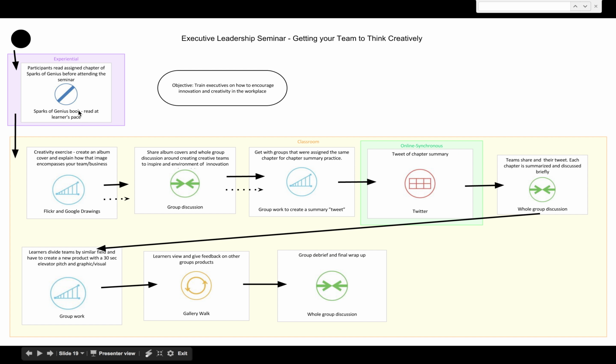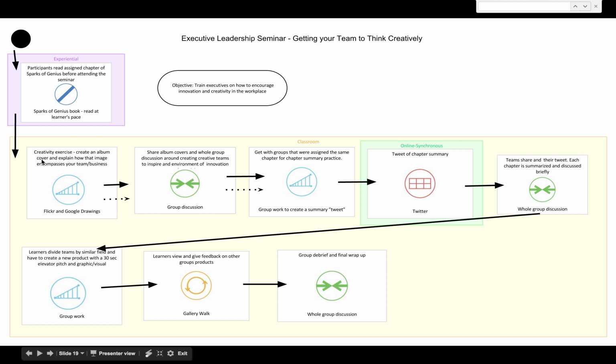And so the method would basically be the Sparks of Genius book, and they read at the learner's pace. And then the action is directed into the classroom by the learner, because they're the ones that make the effort to attend the seminar.